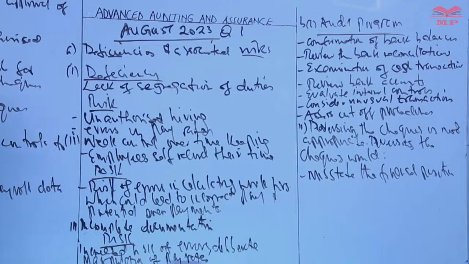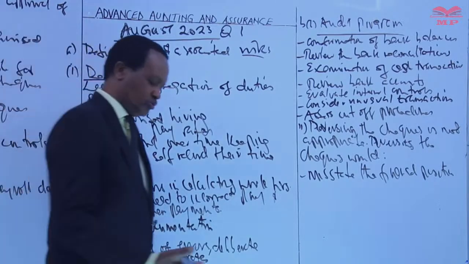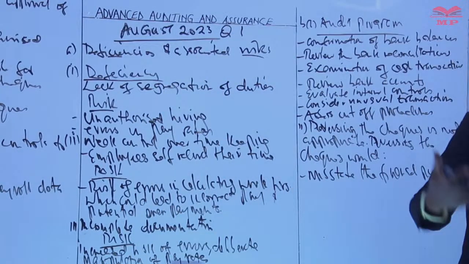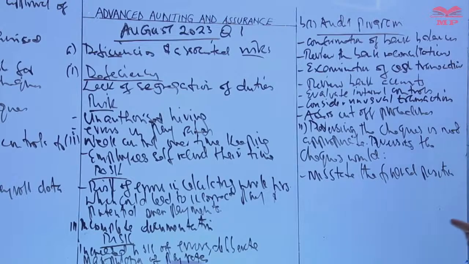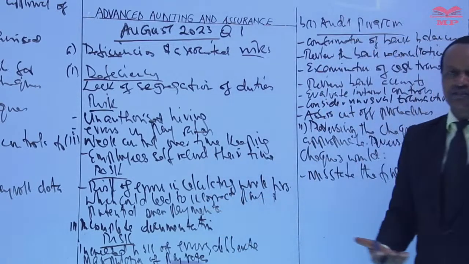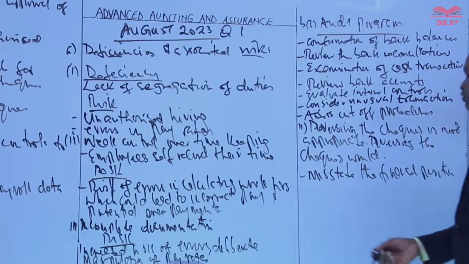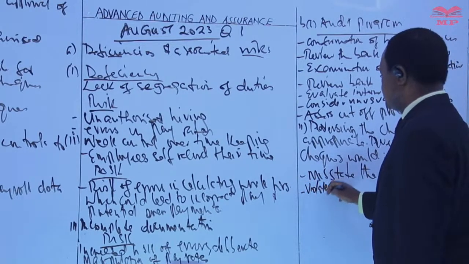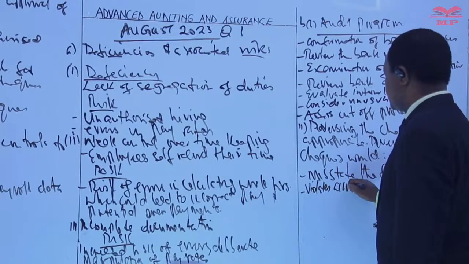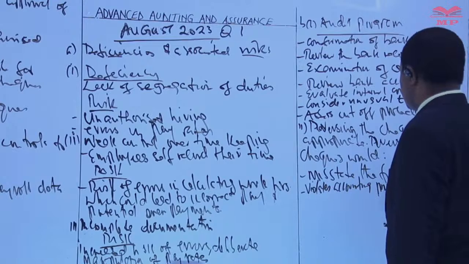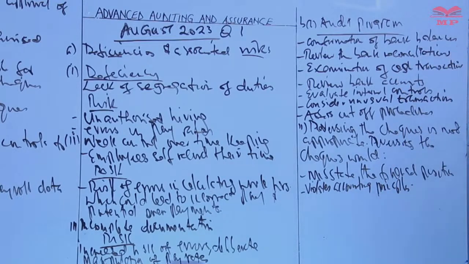It would understate accounts payable and overstate the cash balance. That also violates accounting principles. It violates accounting principles.